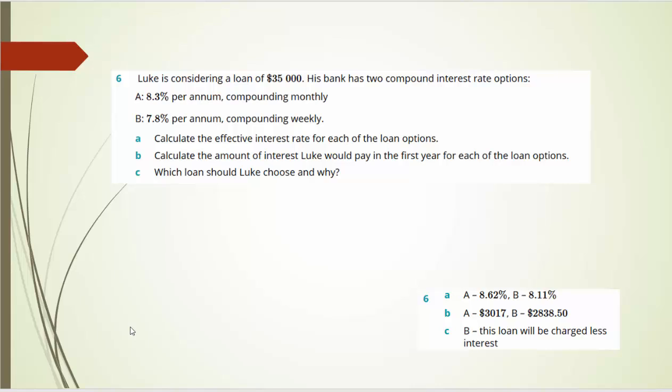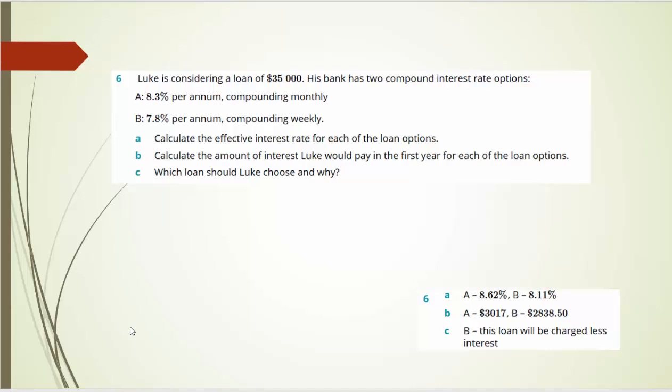Part B, the amount of interest Luke would pay. Well, obviously on the first one he's going to pay more, $3,017, and for the first one you go 35,000 times 1.0862, which will give you $3,017, and the second one you go 35,000 times 1.0811, and that will give you 2838.50. So those are the 2 amounts of interest.